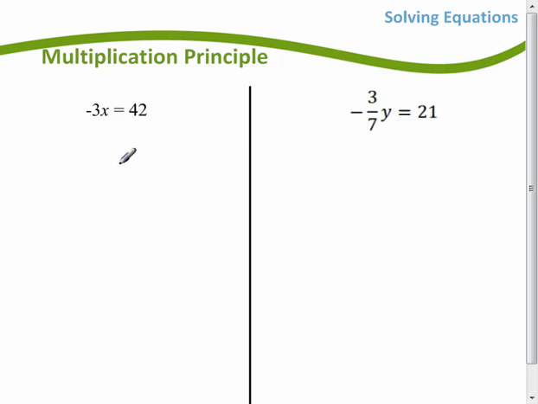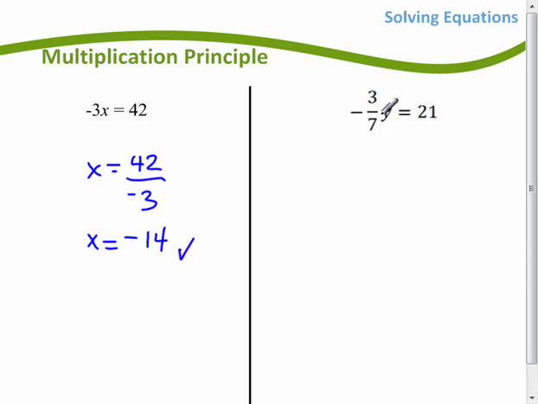Here's a couple more. Try these ones on your own. Press pause, try them, check back when you're done. I'll divide both sides by negative 3 in this case, and 3 into 42 I think goes 14 times, so x is equal to negative 14. And I could go back and check, negative times a negative is positive, 3 times 14 is 42, so it checks out.